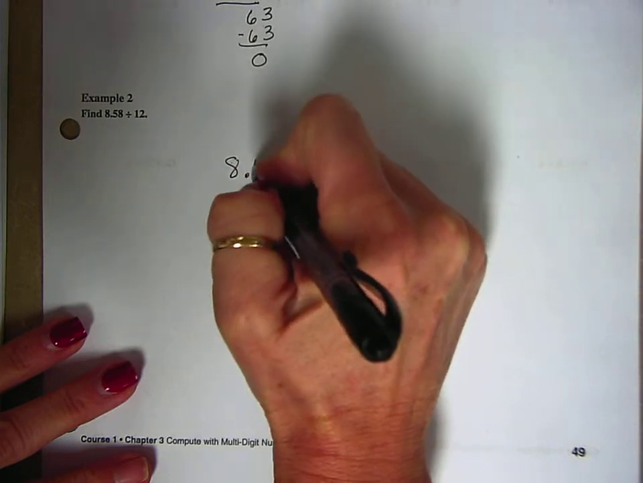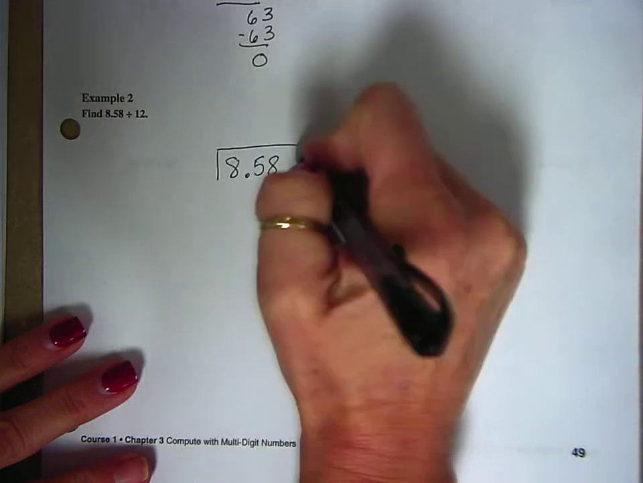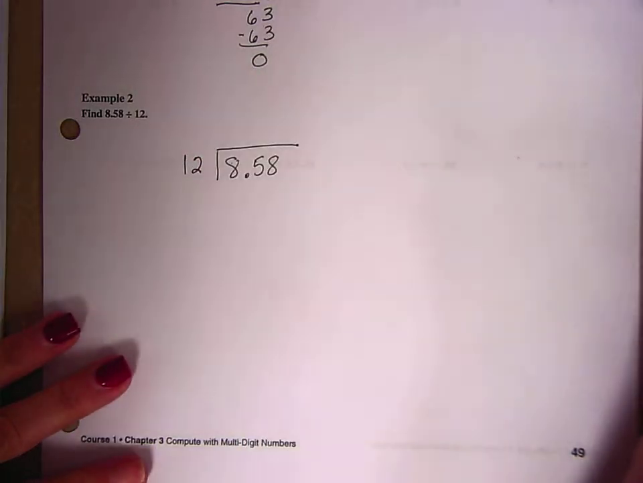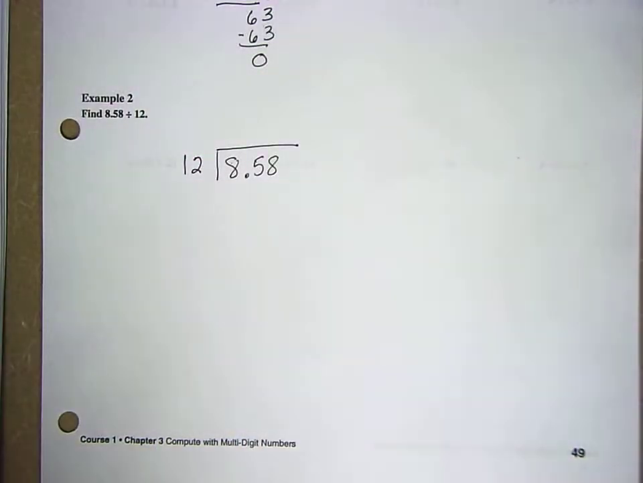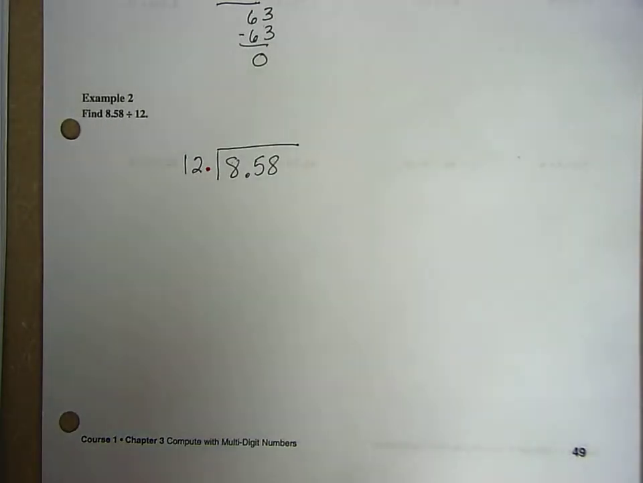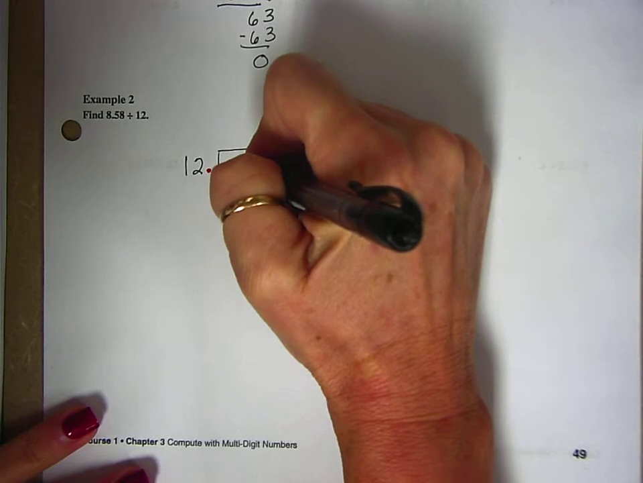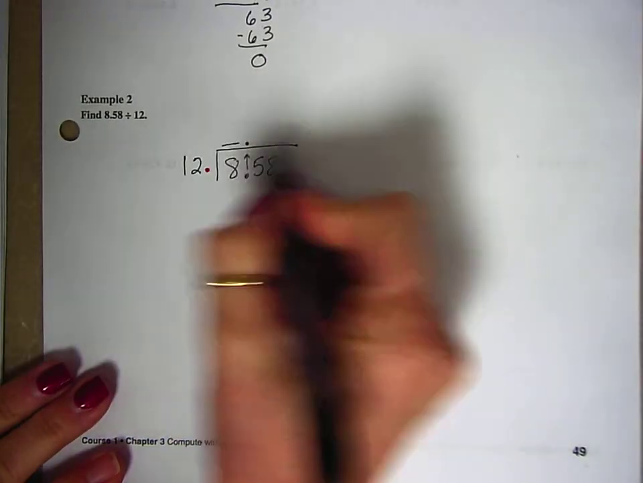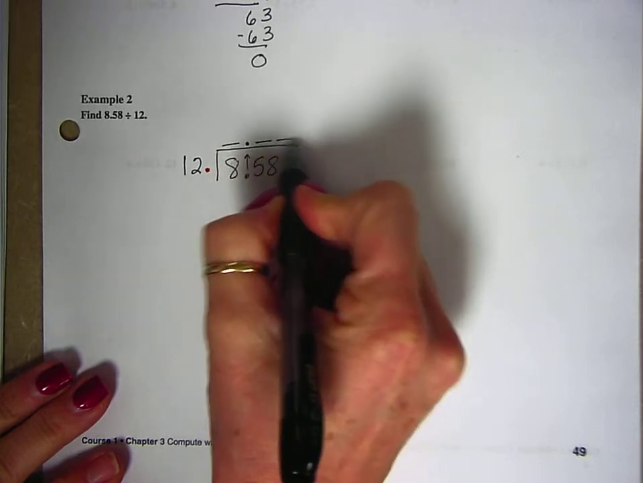Okay, looking at example number 2. Find 8 and 58/100 divided by 12. So 8 and 58/100 is the dividend. 12 is the divisor. Now, again, do you see a decimal in your divisor? No. That's because it's a whole number and your invisible decimal is right there. So you don't need to move any decimals. You're ready to go. This comes straight up in your answer. Put a dash above the 8, above the 5, and above the 8.